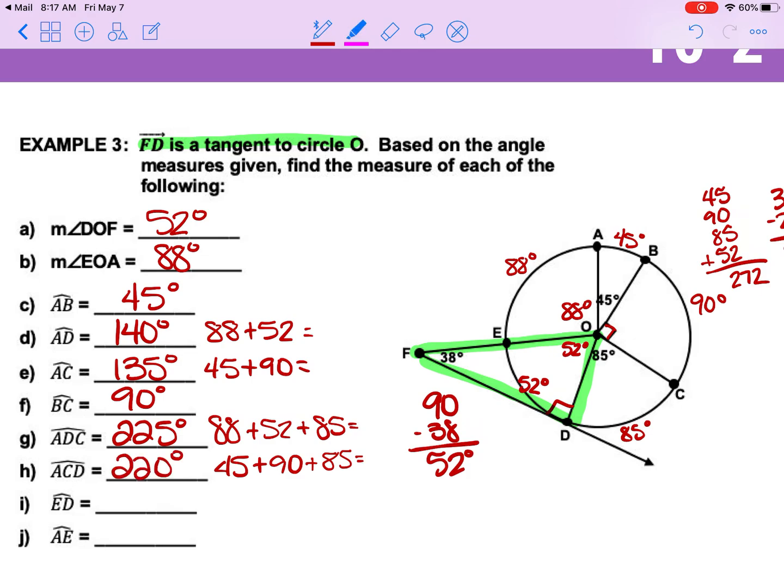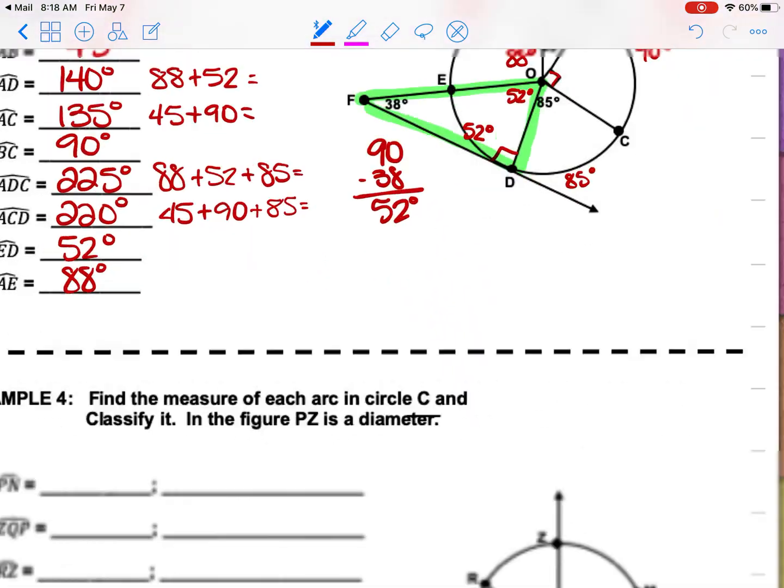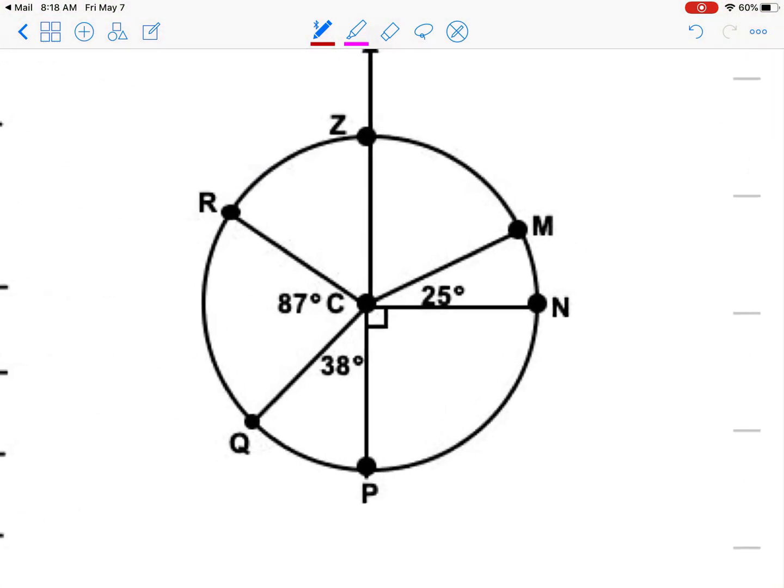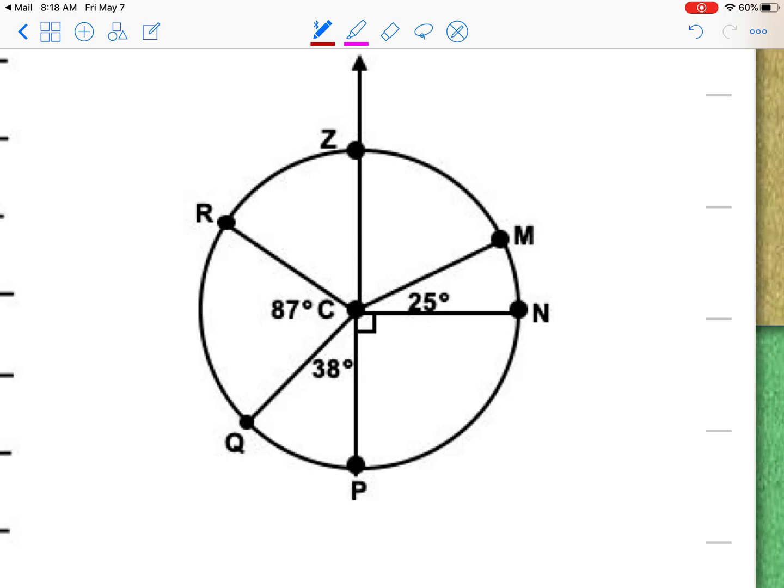Now back to a minor arc, E to D. That one's easy right there at 52 degrees. And our last minor arc here is A to E, so right here, nice easy 88. But again, my advice is to find all your pieces first, then answer your question. So we're going to do the same thing on example 4. I'm going to help you find all of those. You're going to pause the video, and then you're going to check your answers with mine.